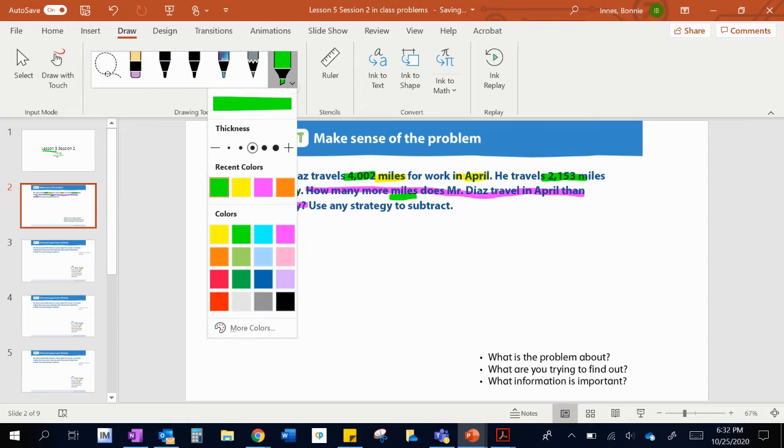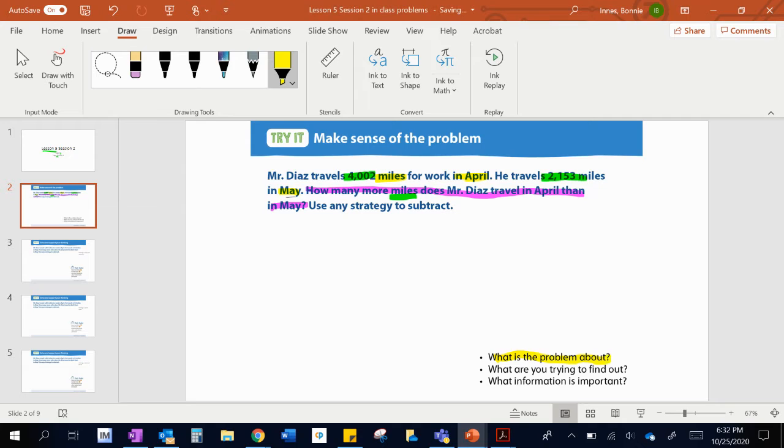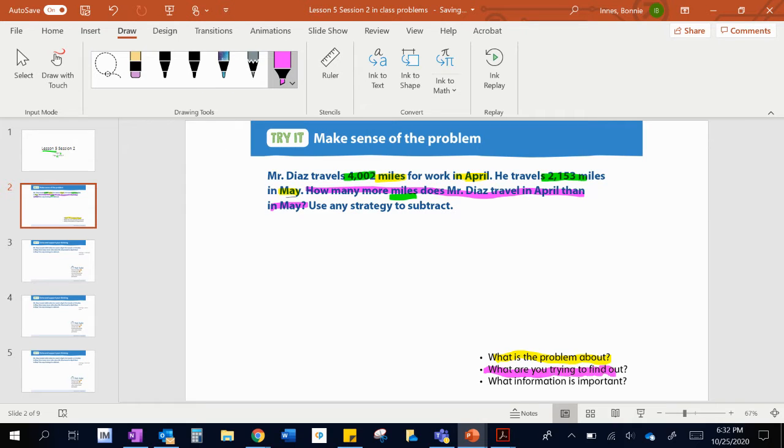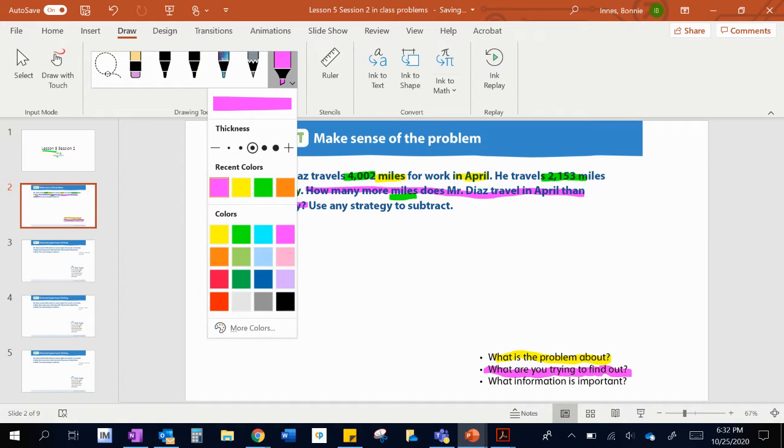So what was the problem about? You'll notice that's in yellow. It was about some miles and he traveled. What are we trying to find out? That's in purple. We're trying to find out how many more miles he traveled in April than in May. And the important information is the numbers.